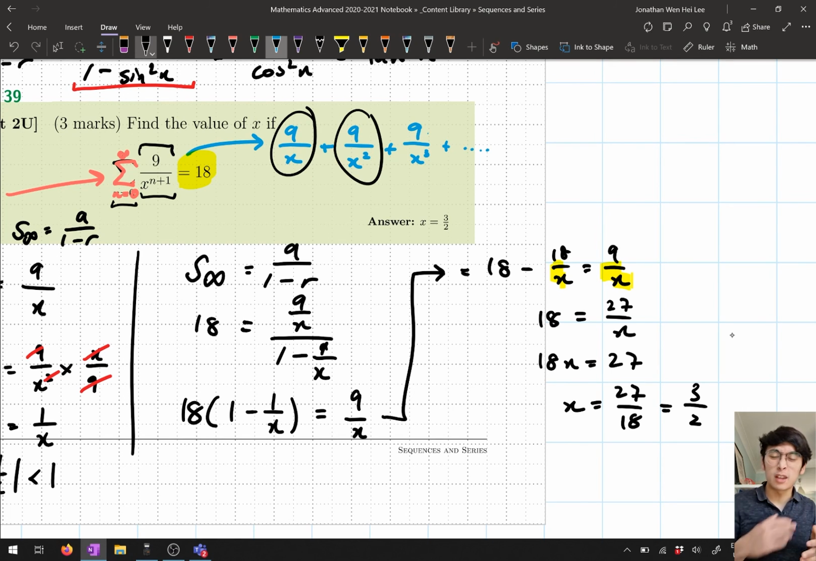And so here, this is actually us working backwards to find that common ratio given the limiting sum. We were given the limiting sum value. We were told that when we added this together, it was going to equal 18. And we actually worked backwards to find what the value of x was.